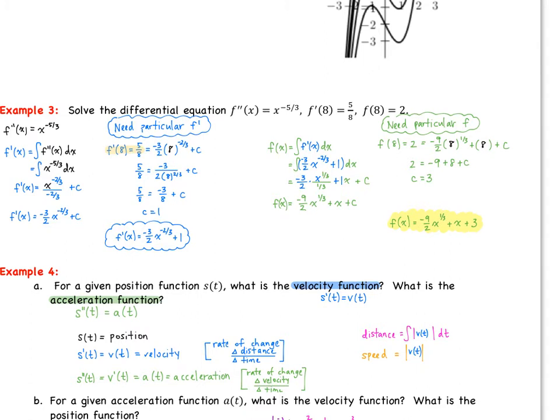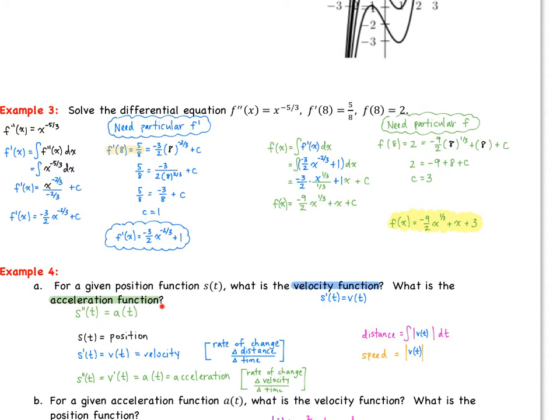This next example isn't really an example, as it is a very important piece of calculus, okay? We need to know the relationship between position function, velocity, and acceleration. So for a given position function, s of t, what is the velocity function? Well, velocity is simply the derivative of our position function. So s prime is really equal to v of t.